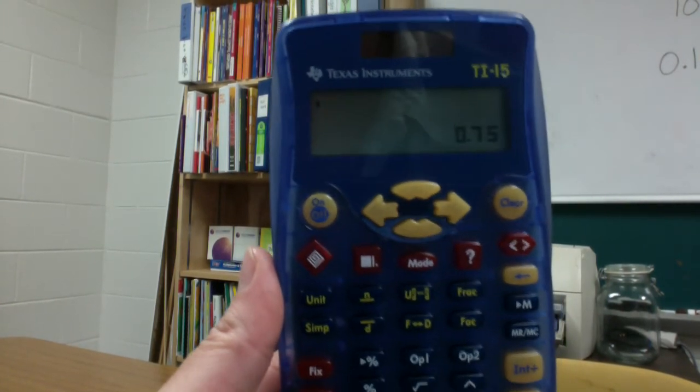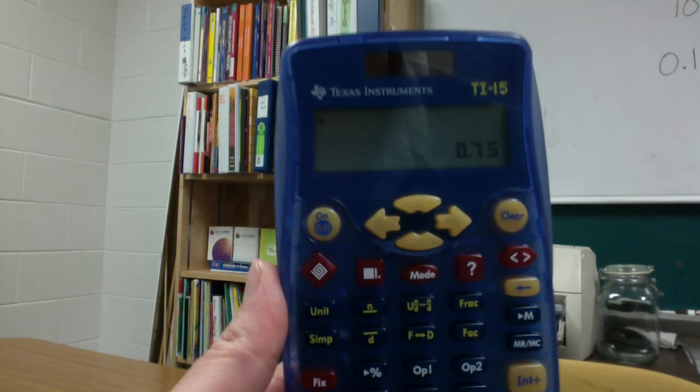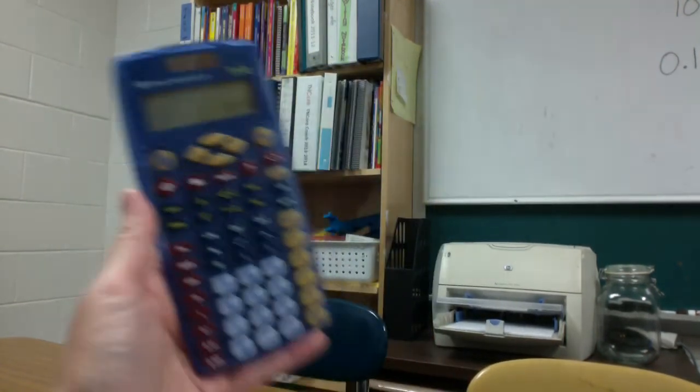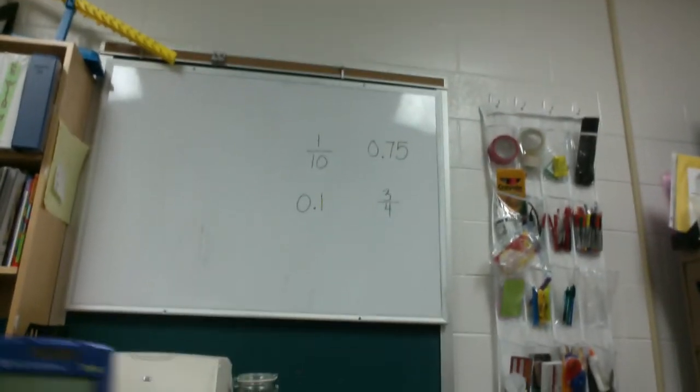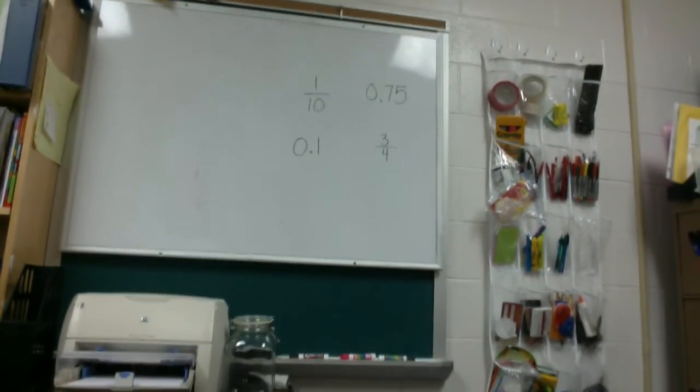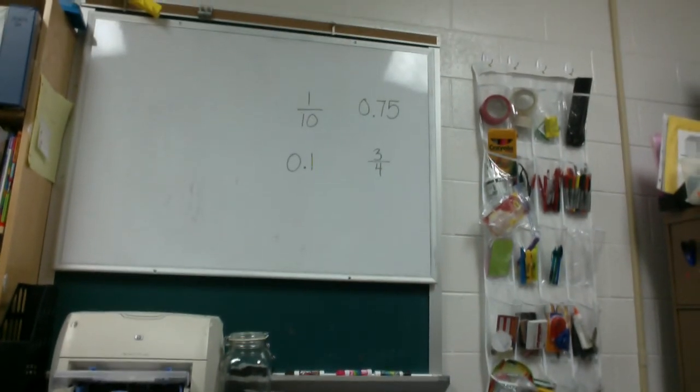Now when would this be important? Why would you need to know this? Well, on the test or perhaps in class, you may have a problem like this that says which is greater, 1/10 or 75 hundredths. There's 1/10 as a fraction and 75 hundredths as a decimal. You want to change one of those forms into the other. So get them both as fractions or get them both as decimals so that you can compare them more easily.